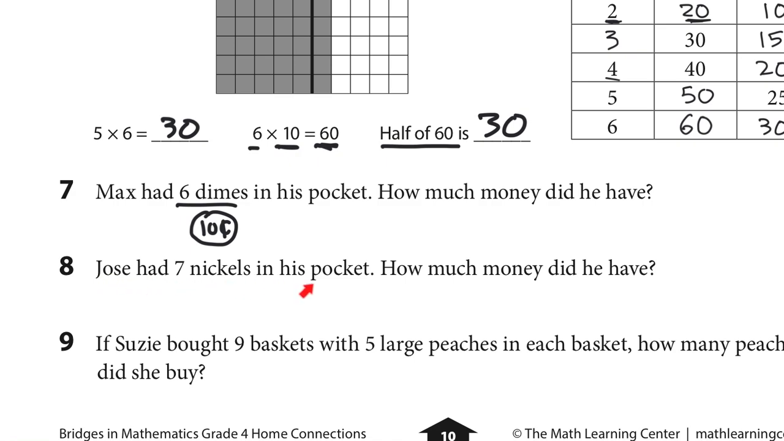Jose had 7 nickels in his pocket. How much money did he have? Well, a nickel is 5 cents. After you've done number 8, you're going to do number 9. If Susie bought 9 baskets with 5 large peaches in each basket, how many peaches did she buy? This looks like a multiplication problem. And if you wanted to, you could use your half tens to answer this one.